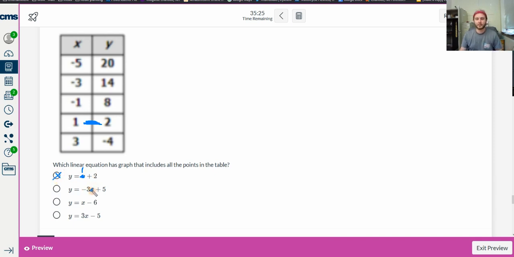For this one, I replace this with a 1. So we have 1 times negative 3, well, that equals negative 3. Negative 3 plus 5, that does equal 2, so this one works. For this one, we replace that with a 1. 1 minus 6 is very clearly not 2, so that's wrong. And for this one, replace that with a 1. So 3 times 1 is 3, and then 3 minus 5, no, that would equal negative 2. So we have our answer.